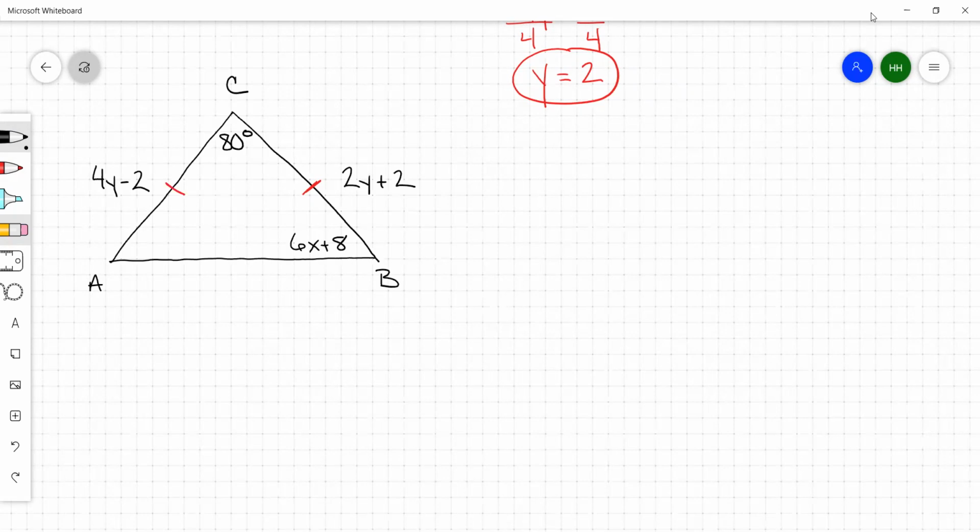Now, if AC is congruent to CB, what else do we know to be true in this triangle? Angles A and B are congruent to each other, aren't they? So what's angle A equal to? 6x plus 8, right?